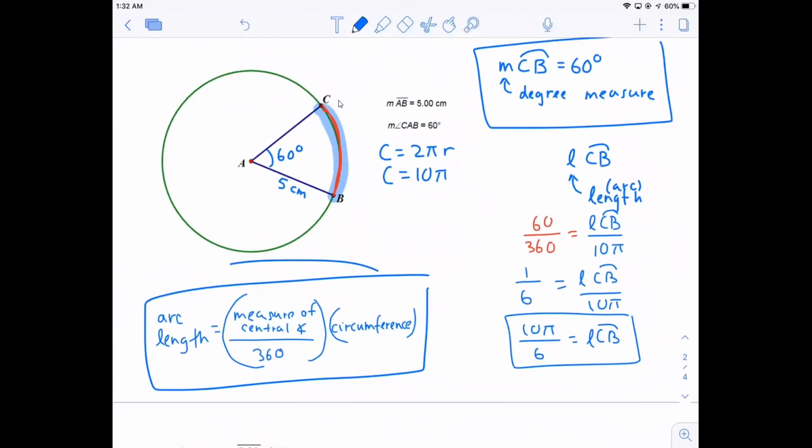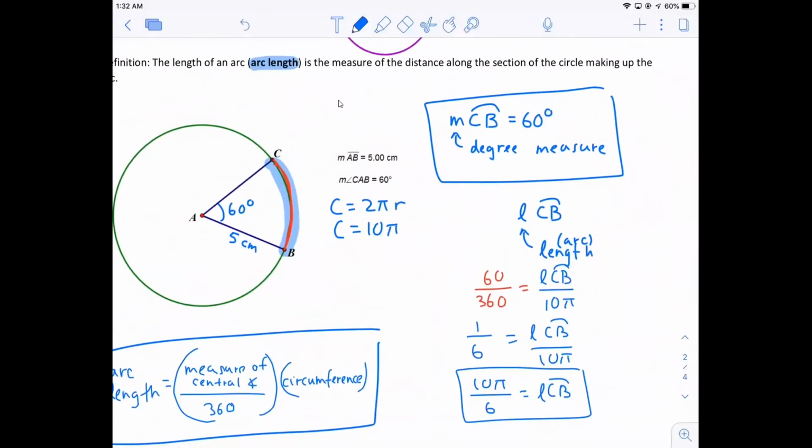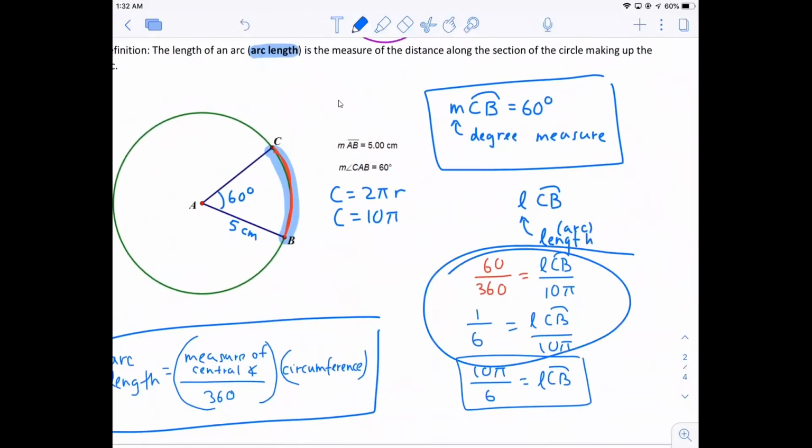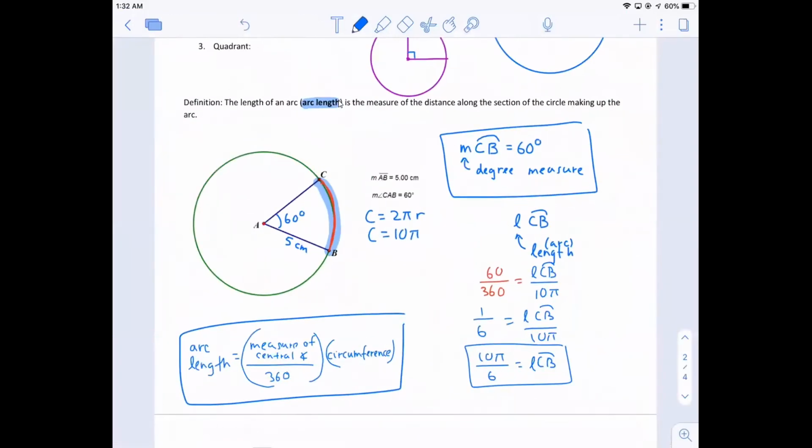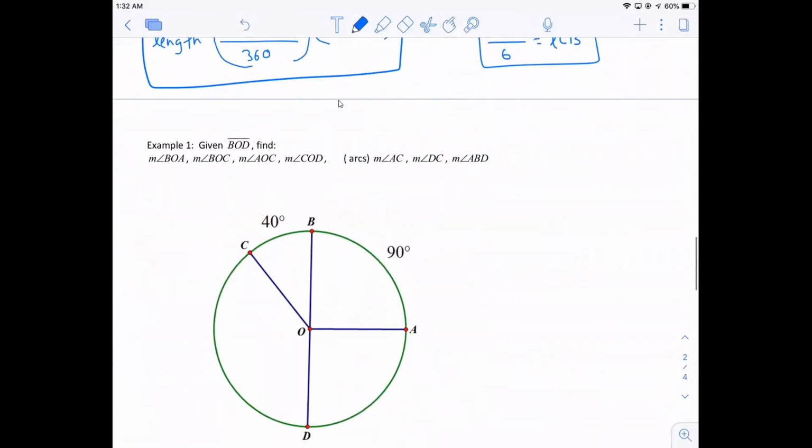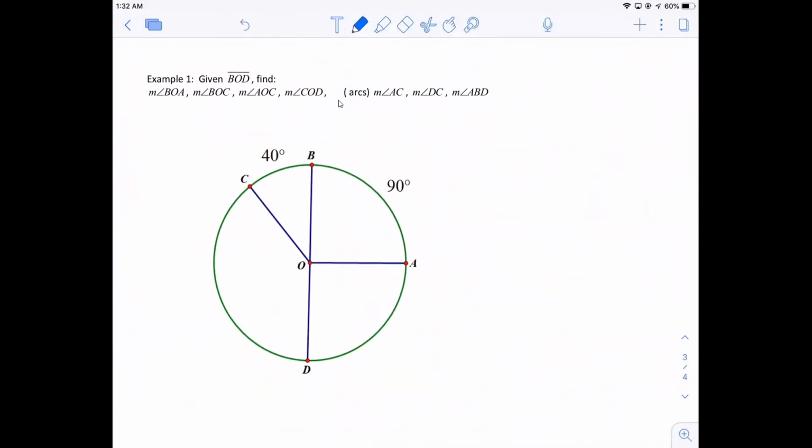So you can use this formula if that makes sense to you, or you can just set up a proportion, and that's the way I like to do it. It doesn't matter how you do it though. All right, so pause the video and try example number 1.